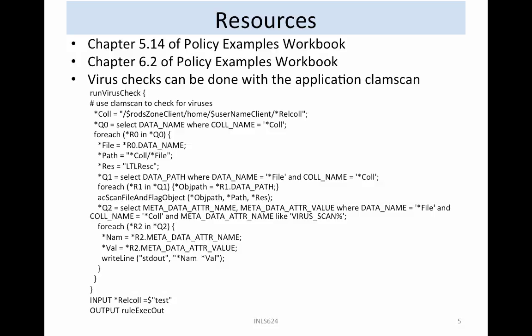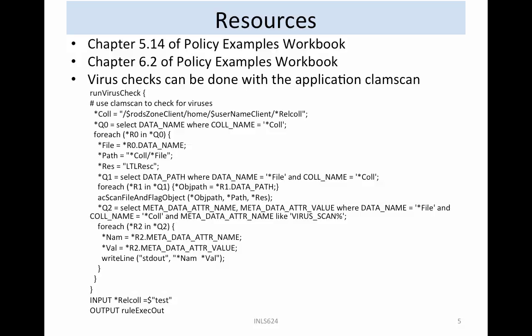The policy AC scan file and flag object can be invoked from a rule which is shown here, test run virus check. Examples are also provided in chapters 5.14 and 6.2 of the Policy Examples Workbook. The rule has an input parameter that defines the collection that will be analyzed.